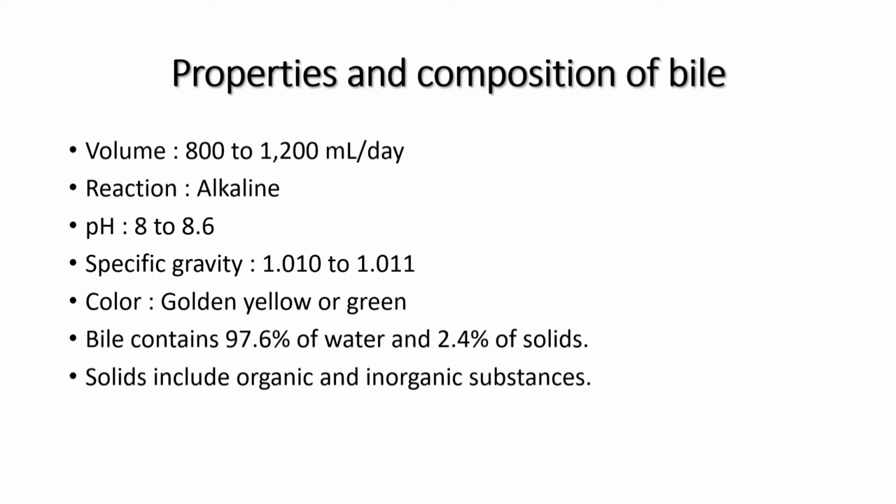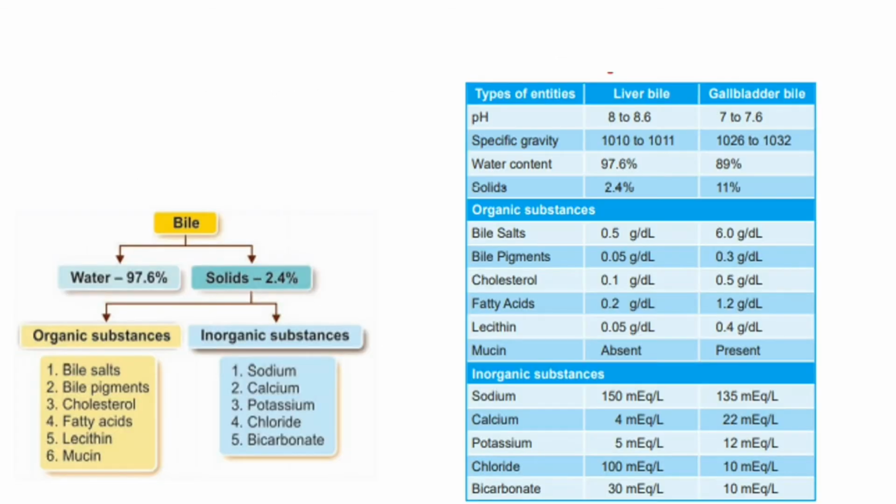Properties and composition of bile. Volume, 800 to 1200 ml/day. Reaction, alkaline. pH, 8 to 8.6. Specific gravity, 1.010 to 1.011. Color, golden yellow or green. Bile contains 97.6% of water and 2.4% of solids. Solids include organic and inorganic substances.